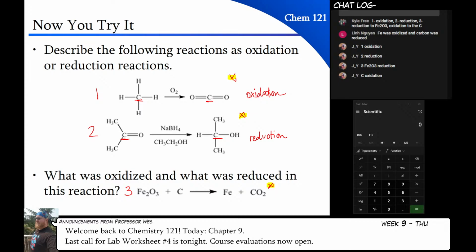And then finally, down here, what was oxidized and what was reduced? So if we look at carbon, we see that it ends up as CO2. Well, I formed bonds to oxygen, so carbon must be oxidized. But if I look at iron here, I have bonds to oxygen, and then at the end, I've lost them, so this must be reduced.